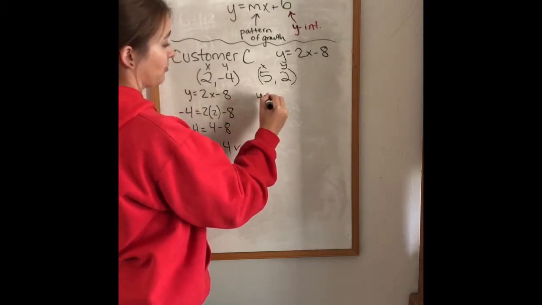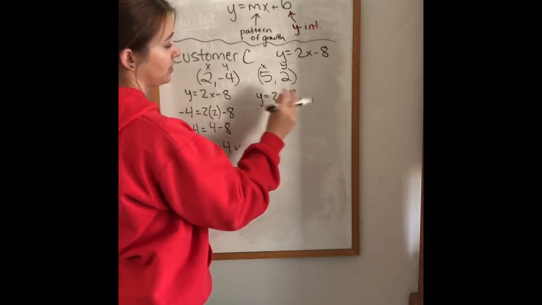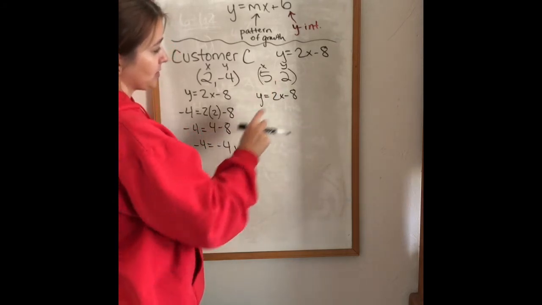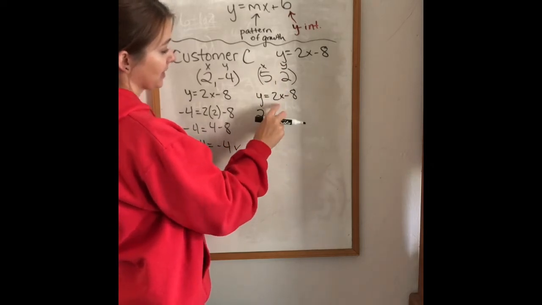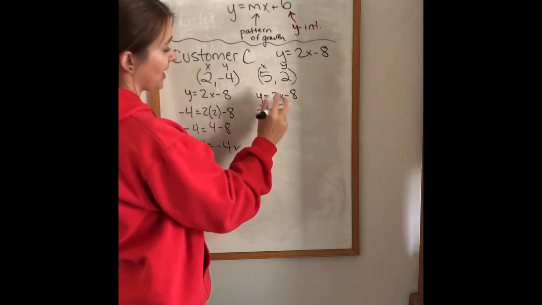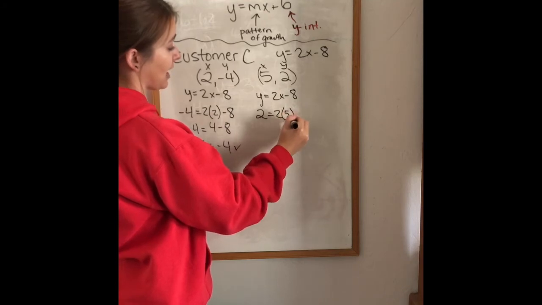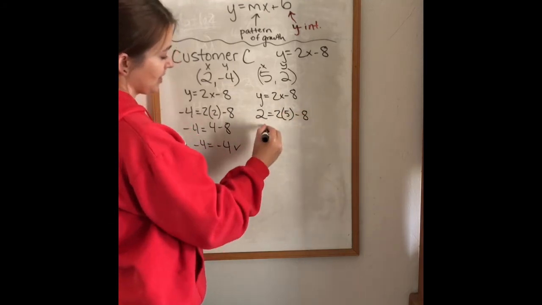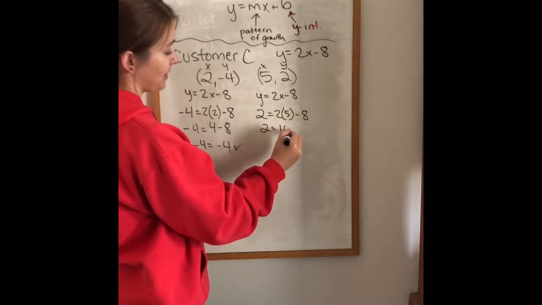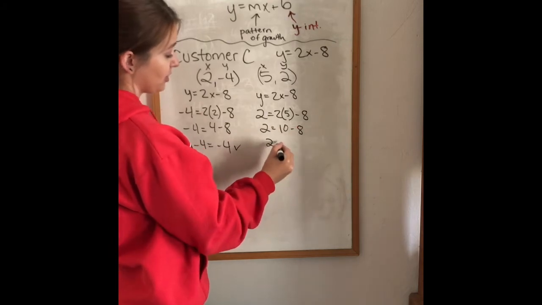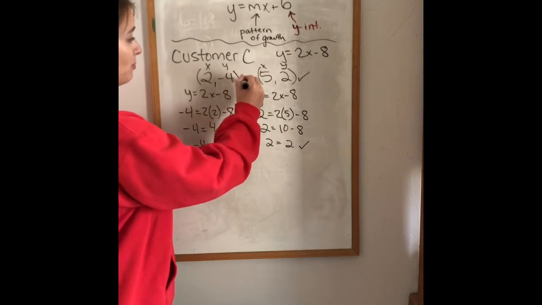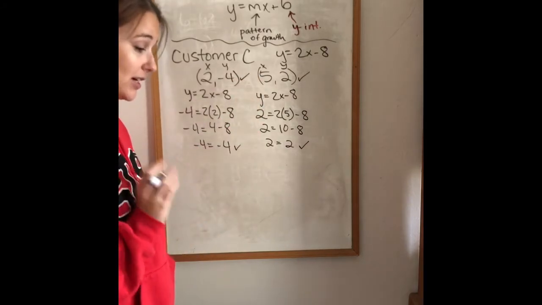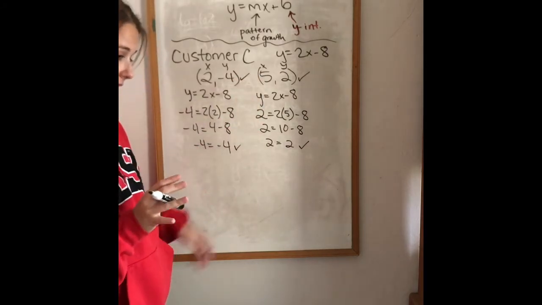Let's try for this set of points. So let's plug in our y first, which is this 2, and then plug in our 5 for x, so 2 times 5 minus 8. So then 2 equals 10 minus 8, and 2 equals 2. So that point also works. So both points work, so it looks like customer C ordered the correct line.